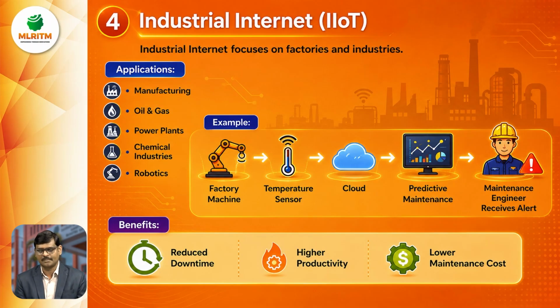The next one is the industrial application. Industrial IoT focuses only within the industry range. For example, manufacturing units, oil and gas, power plants, chemical industries and robotics.